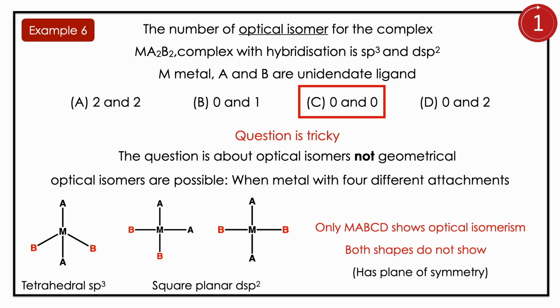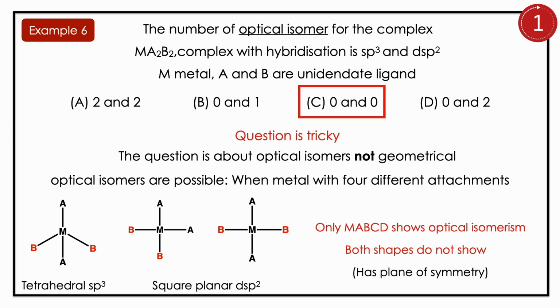The question is tricky. It is about optical isomers, not geometrical isomers. If you don't read it carefully, you might waste time. Optical isomer means the metal is attached with four different attachments in a tetrahedral structure. The given compound is Ma2B2. sp3 hybridization does not produce four different attachments, so it is not optically active. The same holds for square planar, that is dsp2.